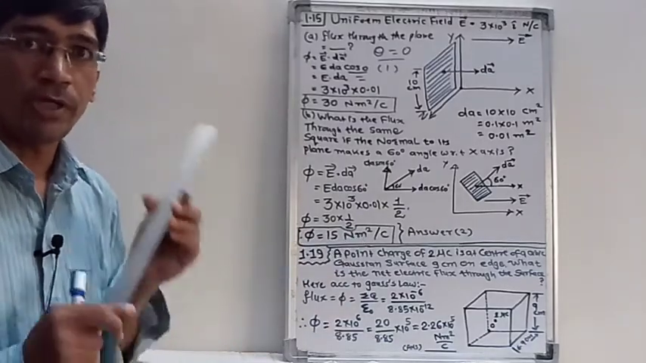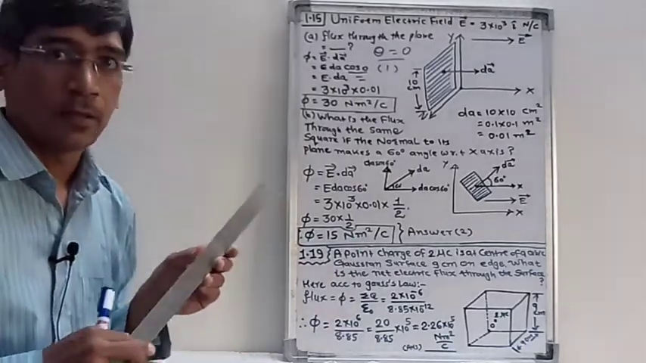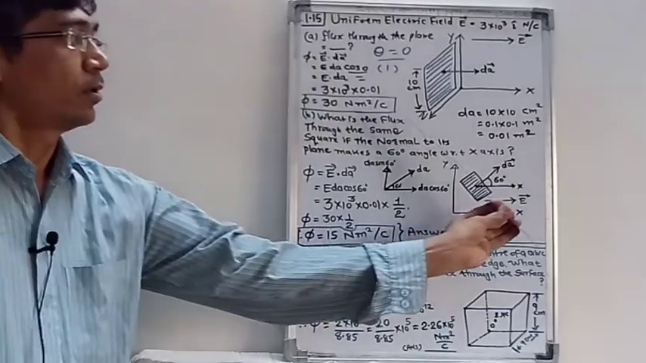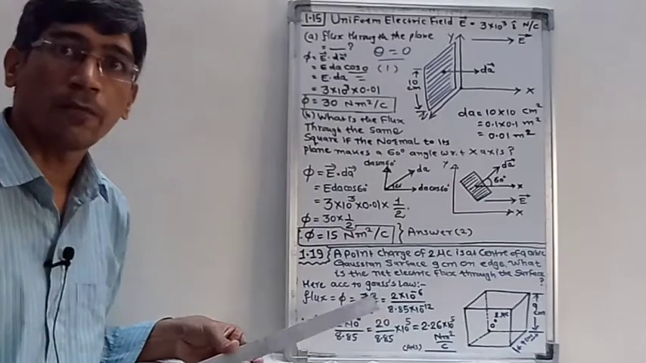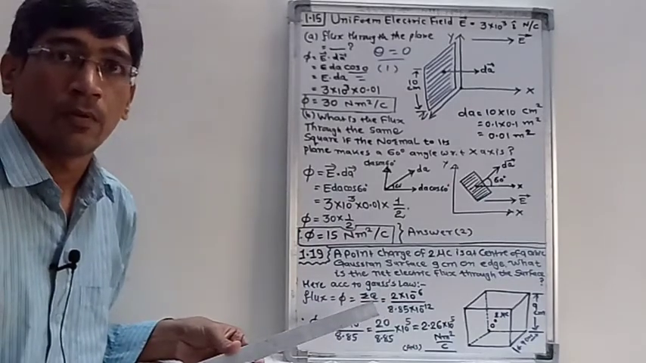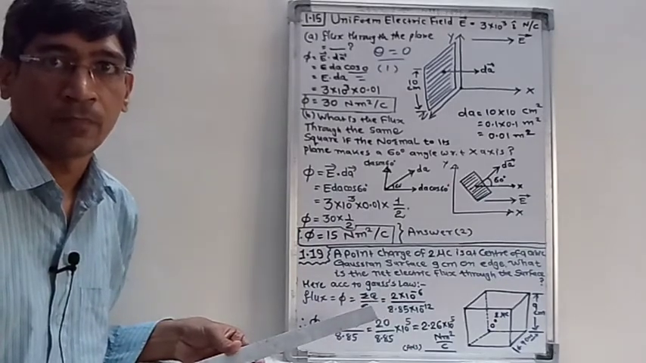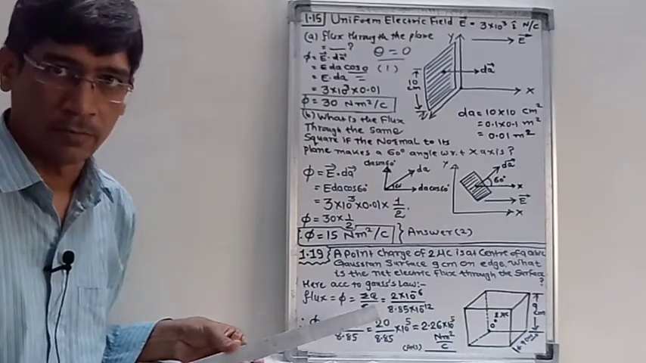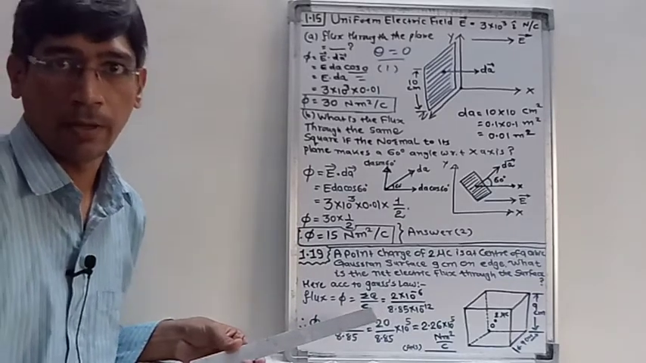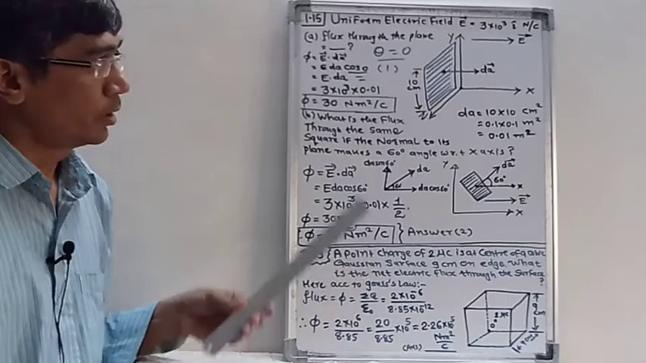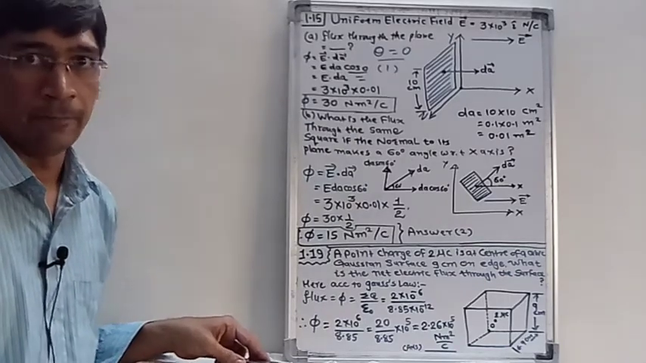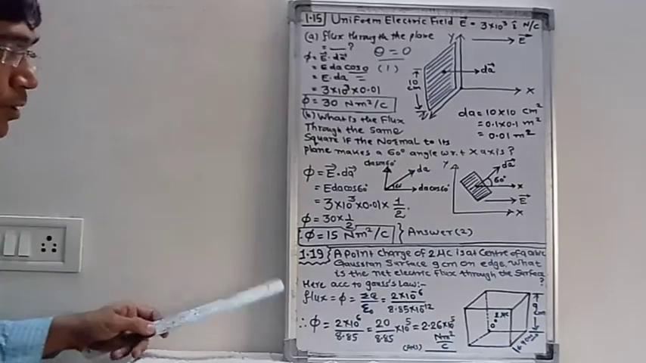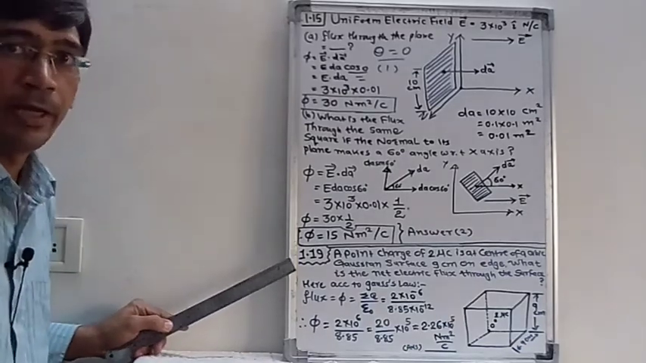So if you change the direction of the area of the plane like this, then the flux, that means the number of electric field lines, changes, either increasing or decreasing. It depends on the angle chosen between the electric field and the area of the plane. Next question, question number 1.19.